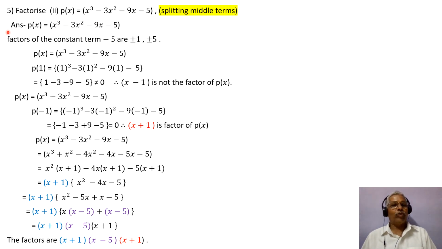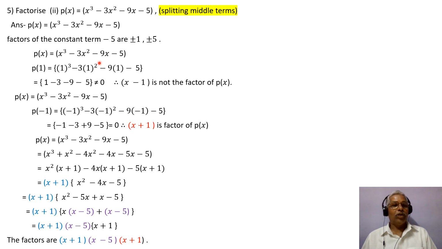Okay, so for the answer, we have to write the whole polynomial as it is, and we have to use the factor theorem in the beginning. So I'm using the factors of the constant term. You know the start of the factor theorem. You have to check the factors of the constant term, which are plus minus 1 and plus minus 5 in this case. Okay, so for P(x), we have to substitute all these values to check for the zero of the polynomial.